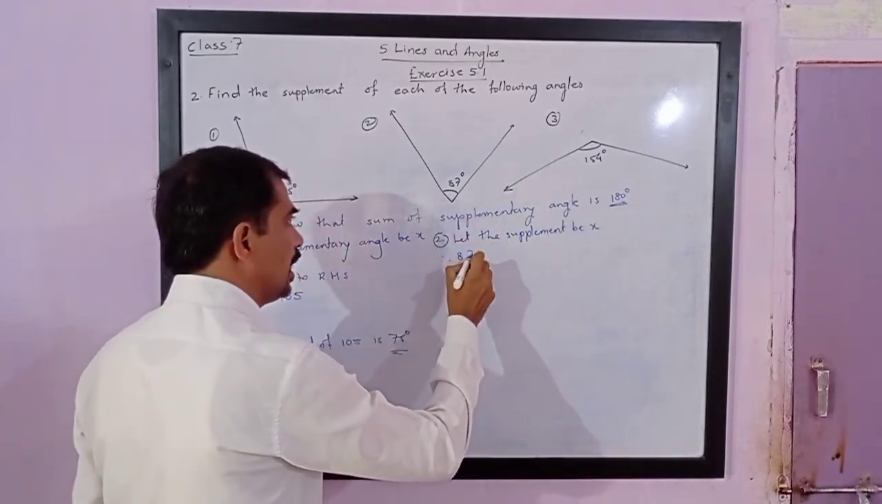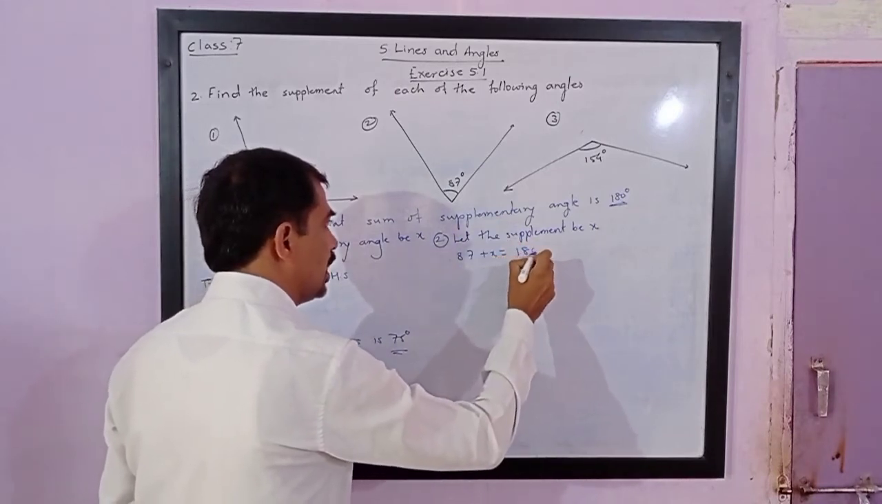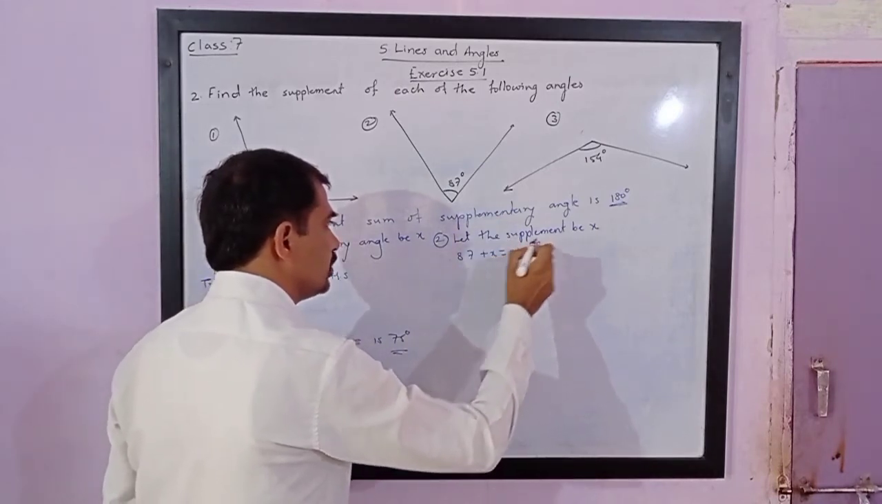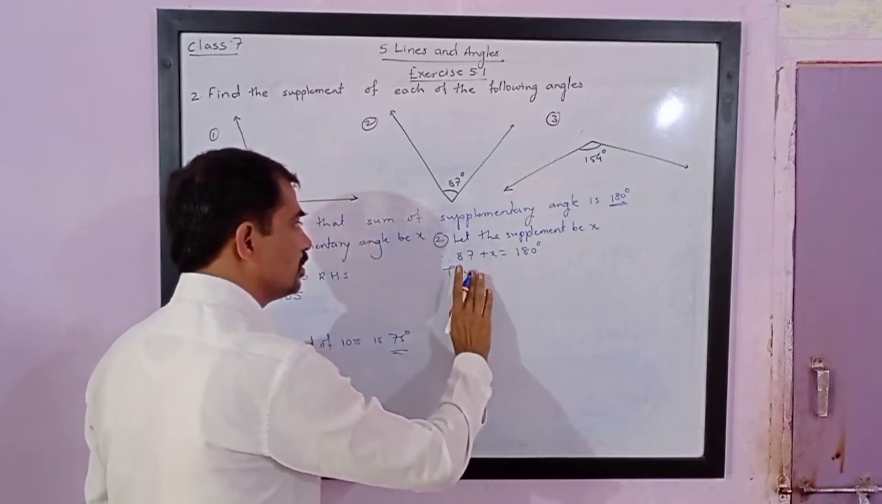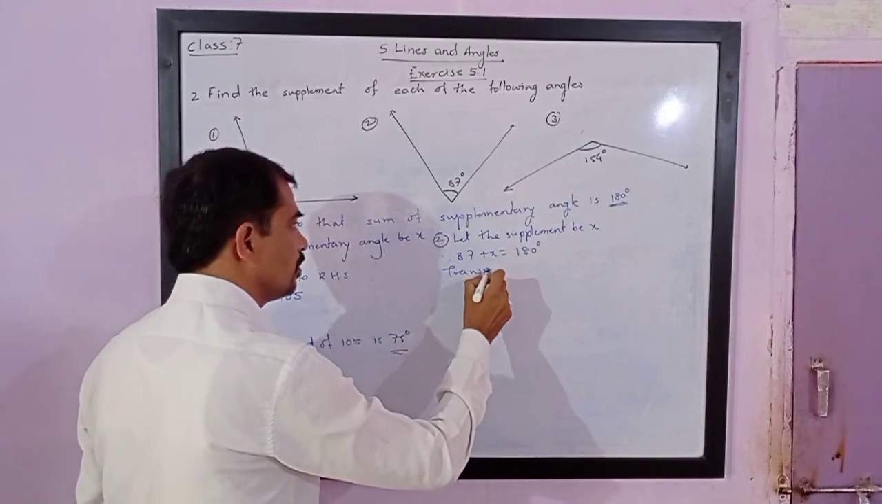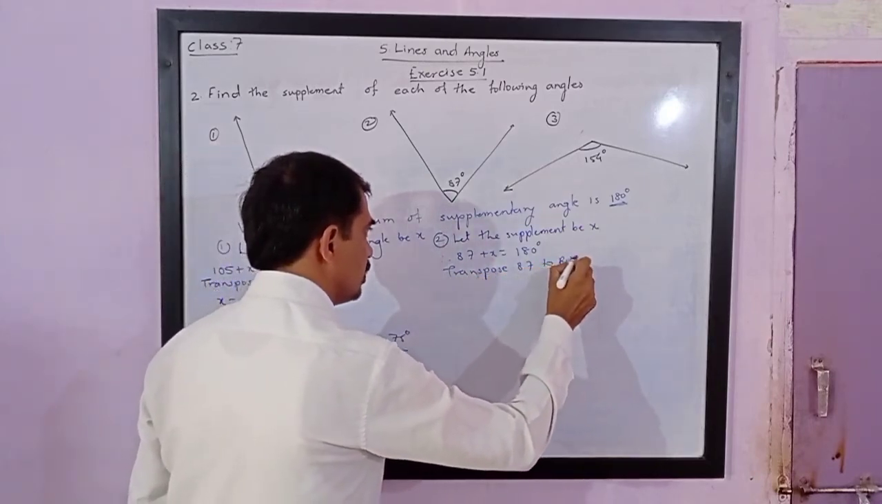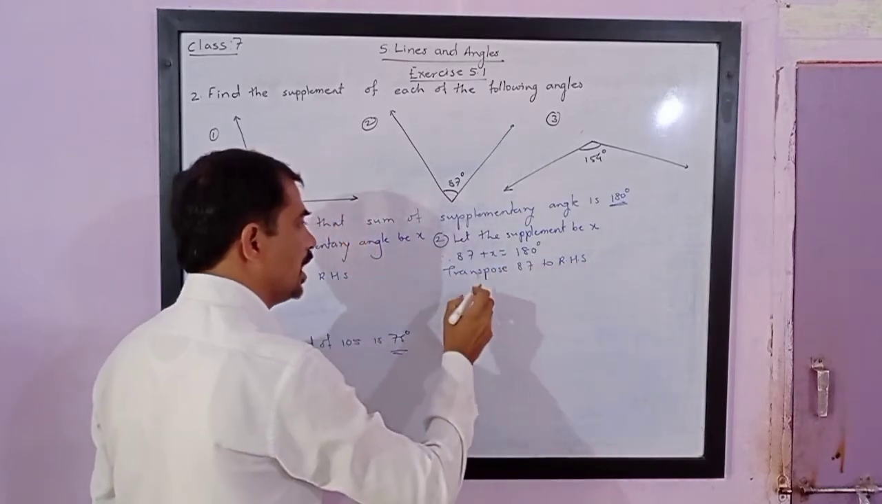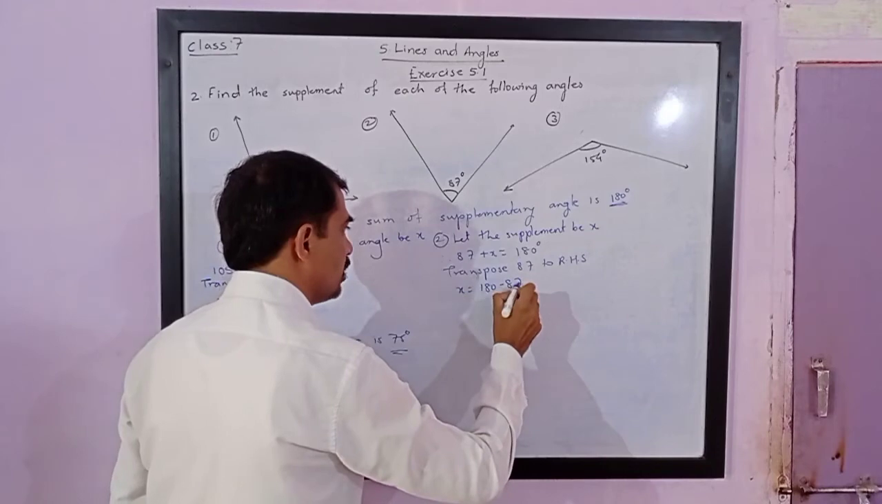Therefore we will get 87 plus x is equal to 180 degrees. Now transpose 87 to RHS. So this will become negative. We will get x is equal to 180 minus 87.